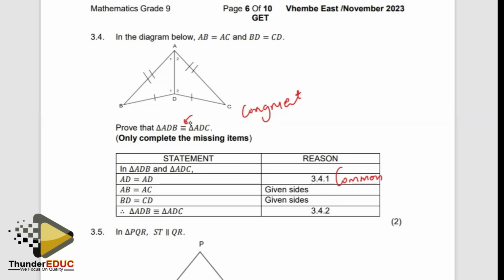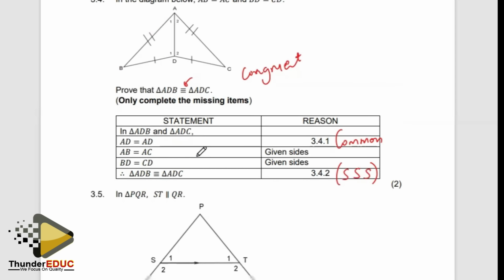Then AB is the same as AC, it's given. BD is the same as DC, also given. Therefore, ADB is congruent to ADC. We've been looking at all the sides, so we're going to say side, side, side. All right, so that is how we would get those 2 marks.